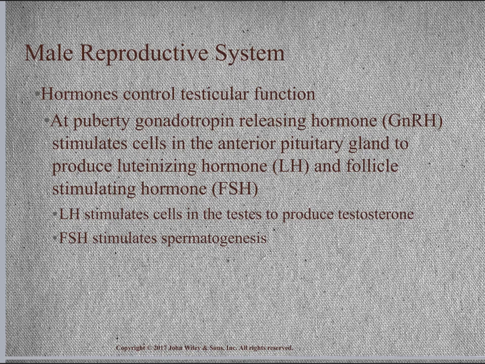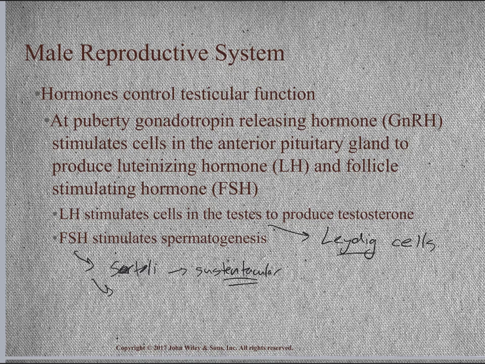So luteinizing hormone stimulates cells in the testes, and we say, well, which cells? They're Leydig cells, right? So Leydig cells are the ones we're talking about. Luteinizing hormone stimulates Leydig cells to produce testosterone. The follicle-stimulating hormone is going to stimulate spermatogenesis by stimulating those Sertoli cells, S-E-R-T-O-L-I, also known as sustentacular cells. This is what's really going to kick off the process of spermatogenesis.